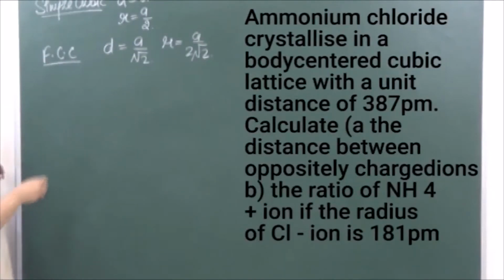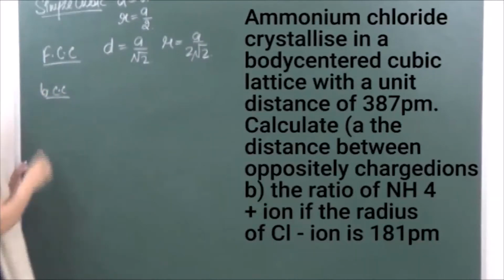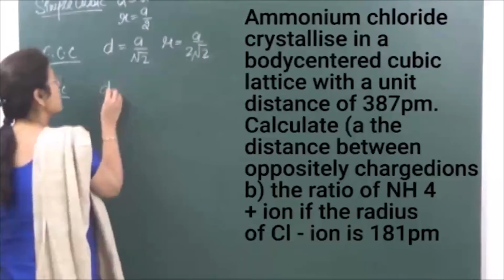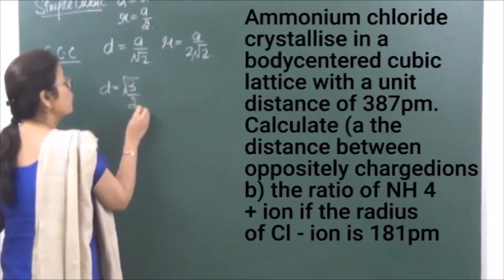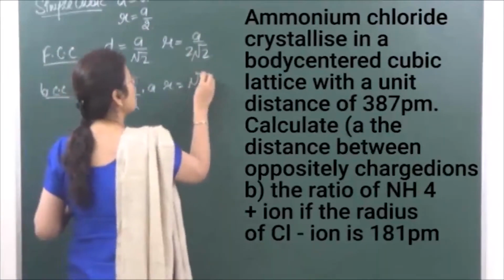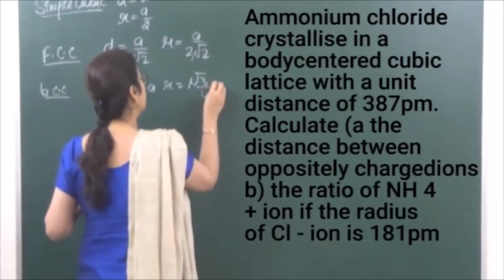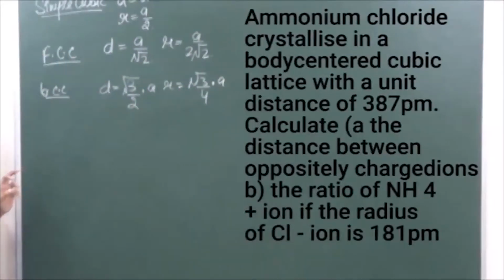Okay, and the third one is body centered cubic, BCC, in which the distance is given as under root of 3 by 2 into A, and R is given as under root of 3 by 4 into A. Okay, so on the basis of this, we will do our first question.